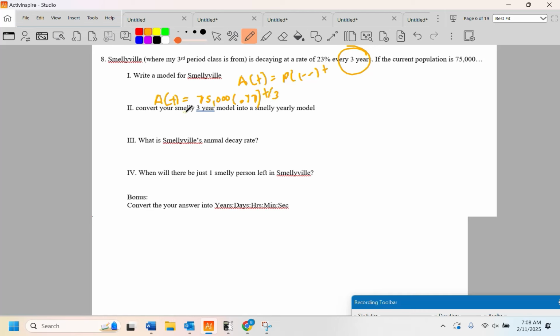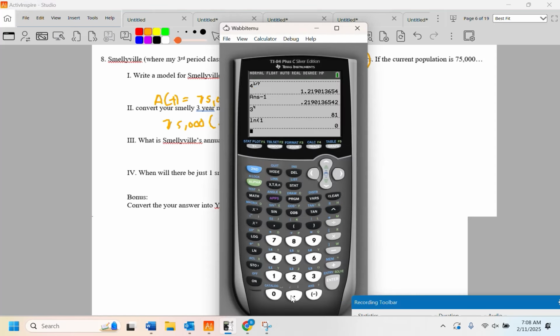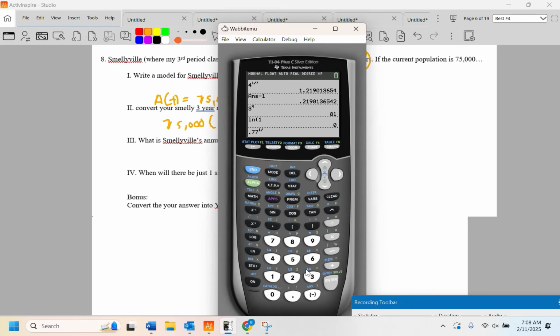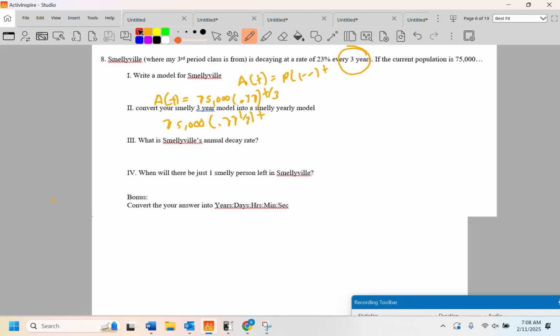Convert your smelly 3-year model into a smelly yearly model. What we're going to do is move for the umpteenth time the 1/3 inside and leave the t on the outside. And then we're going to go to our TI-84. We're going to do 0.77, raise it to the 1/3 power, and we're going to get 0.9166. So 75,000 times 0.9166 to the t.